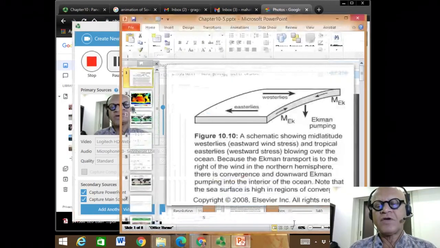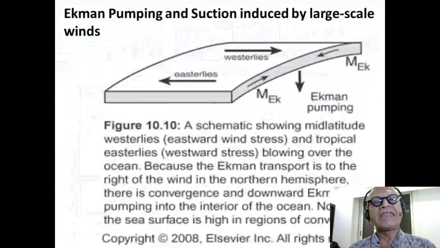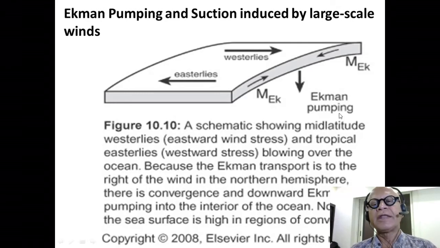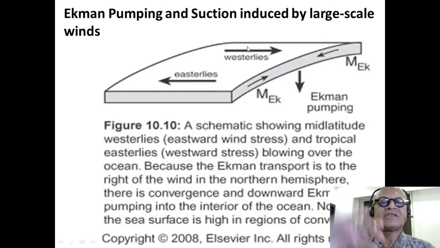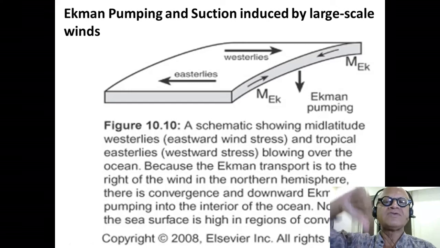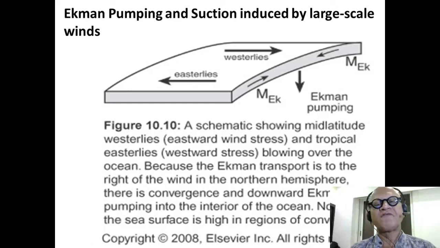Now that we have the understanding of how winds can induce Ekman pumping and Ekman suction, we can go back to the large scale picture, and that's being shown here. We have the easterlies and the westerlies. As I said, you can curl your fingers around them, and that gives you the sense of the vertical velocity that would be induced by these winds.